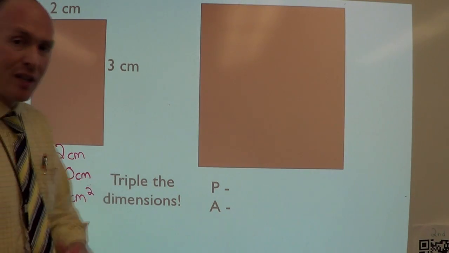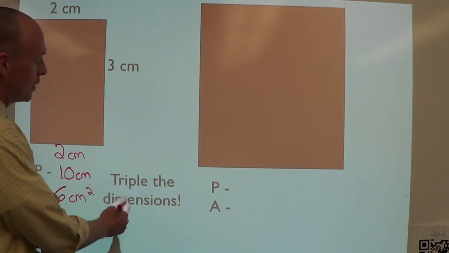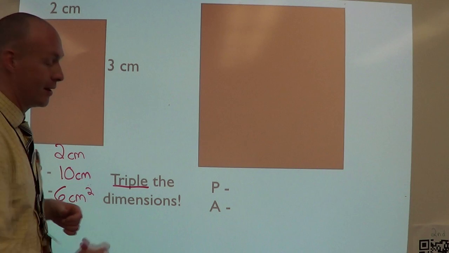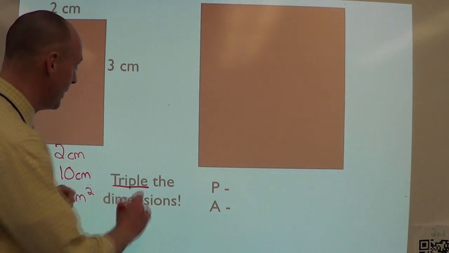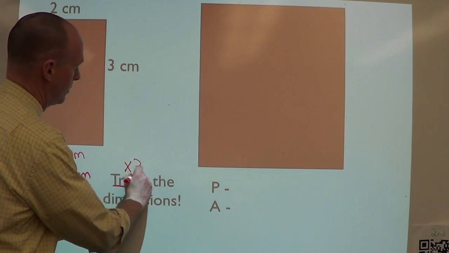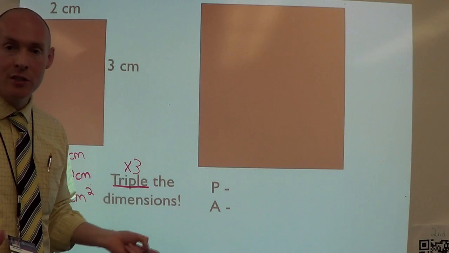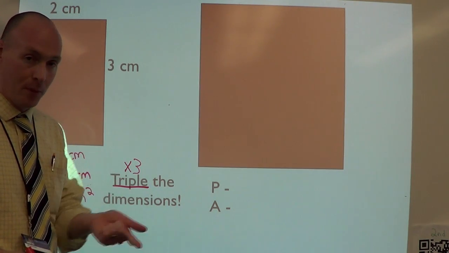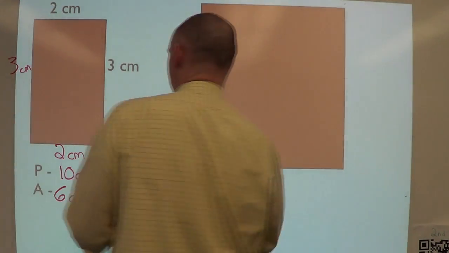And in this case, we have to look at our rule to say, okay, how are we going to change it? In this case, we're going to triple the dimensions. When you triple something, you times it by 3. Okay, so what we have to do is triple the dimensions. Triple the length, triple the width, triple the height. We can do it. Let's look.